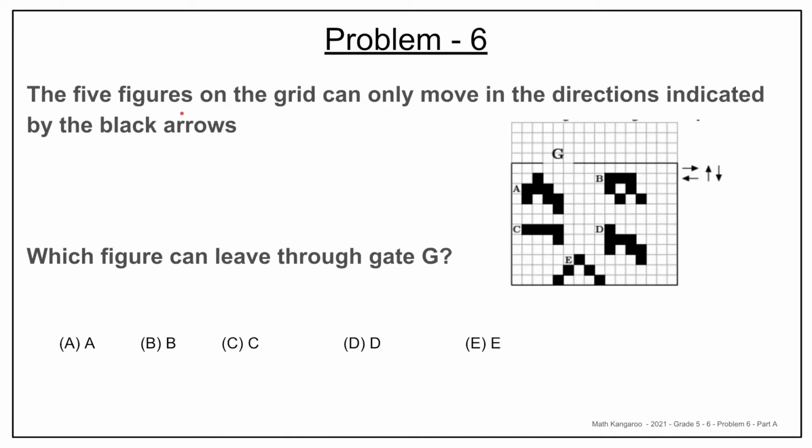Problem 6. The 5 figures on the grid can only move in the directions indicated by the black arrows.